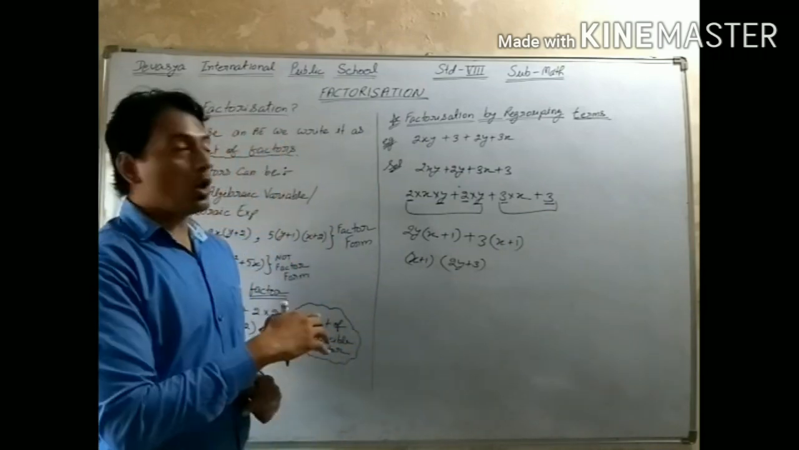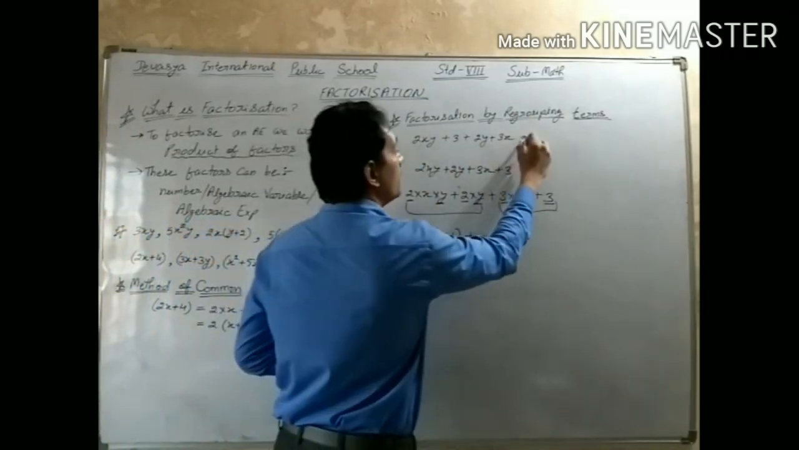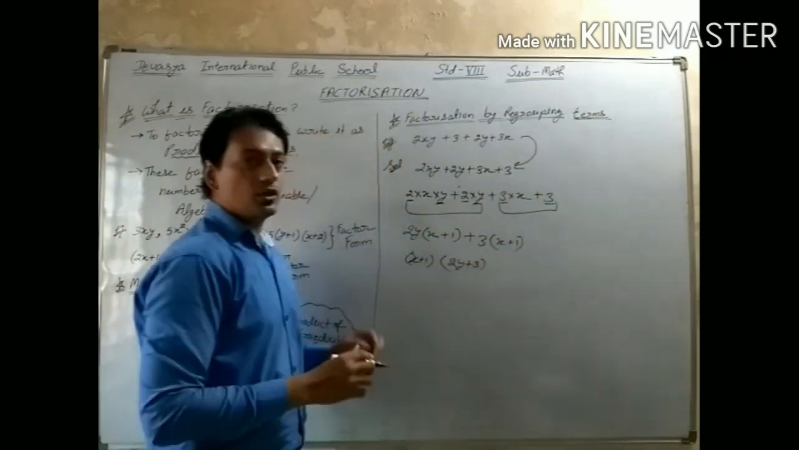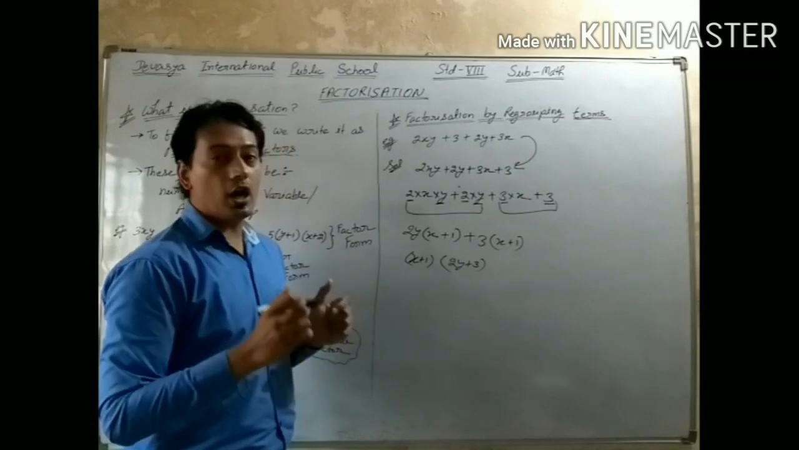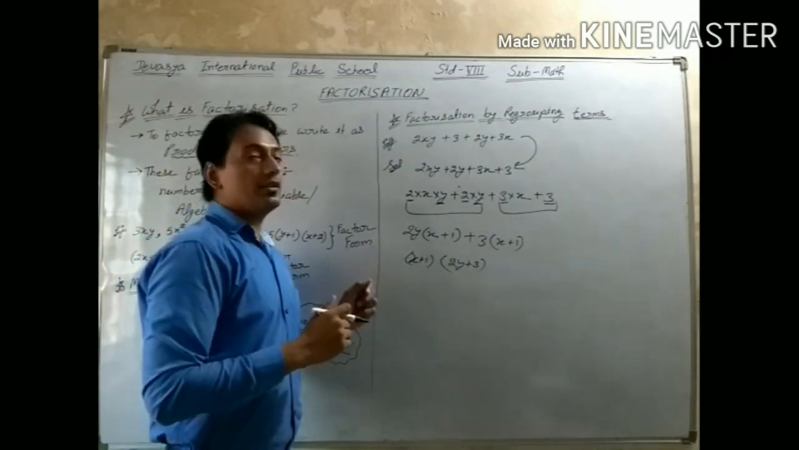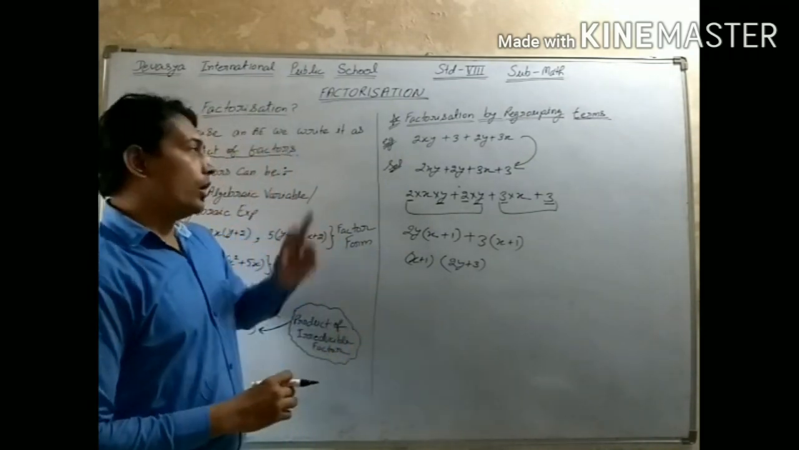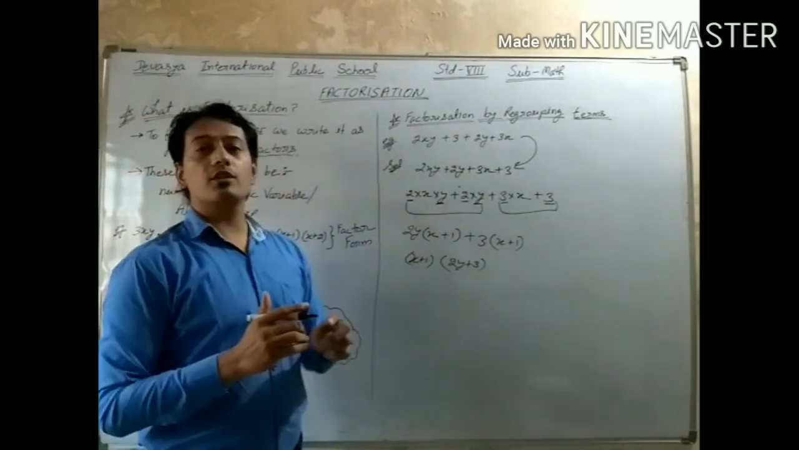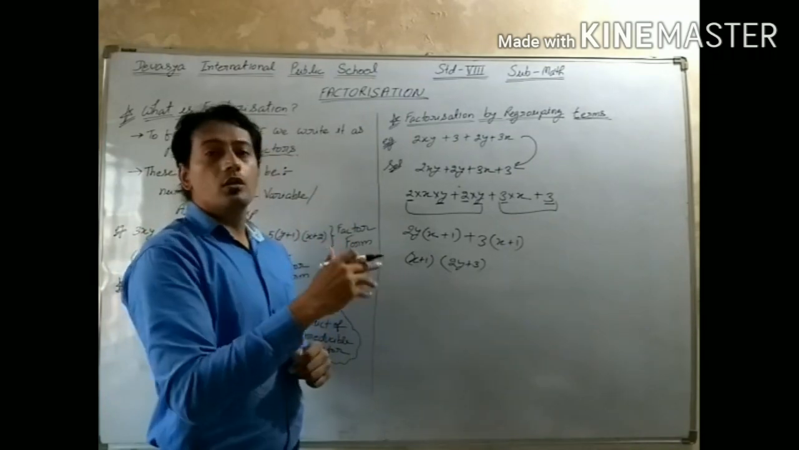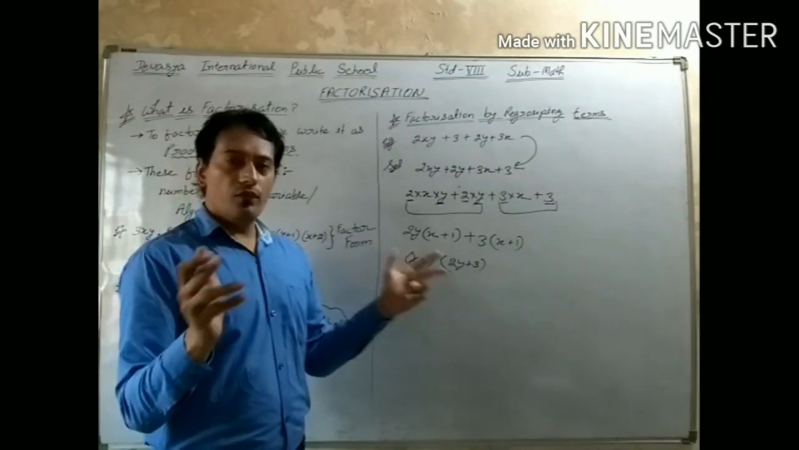Now how was this possible? This was possible after rearranging these algebraic expressions, after rearranging the terms of the algebraic expressions. Otherwise it won't be convenient for us to factorize the algebraic expressions. And one more thing students, we can also factorize some of the algebraic expressions by rearranging in two or more than two ways. Fine.